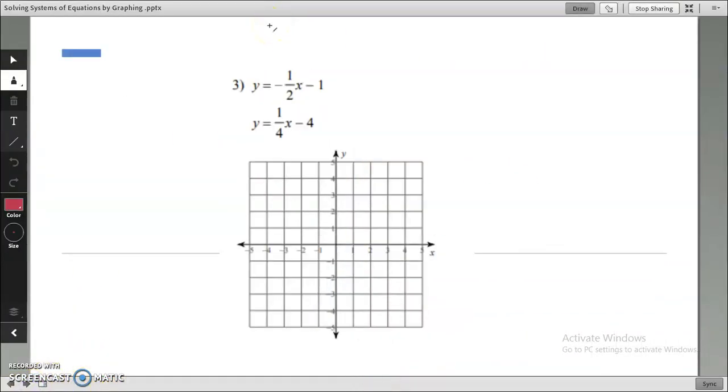All right, we have y equals -1/2 x minus 1 and y equals 1/4 x minus 4. So again, I am going to start here at -1. And then my slope is -1 over 2. So I'm going to go down 1 and then over 1, 2. Down 1 over 1, 2. Then I'm going to use my line. Something like that.